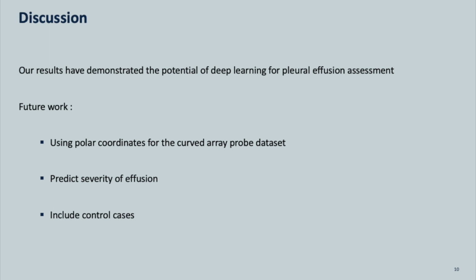Also, one limitation of our work is the lack of control cases in our database. All the subjects in the database had effusion identified clinically. Expanding the datasets to include cases with no pleural effusion will enable a more robust model to be trained. And also because, as we said, manual segmentation can be subjective, having a whole group of observers trying to reach a consensus on where the effusion lies could reduce the uncertainty and the variability in the assessments between the observers.